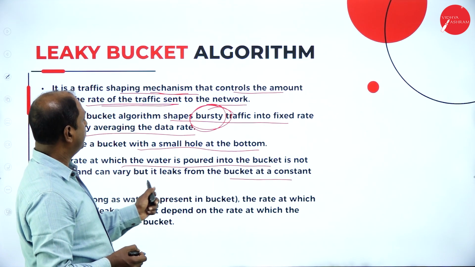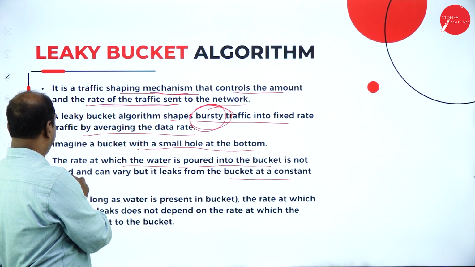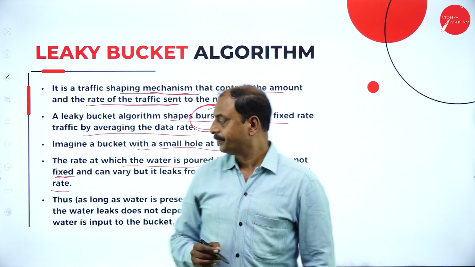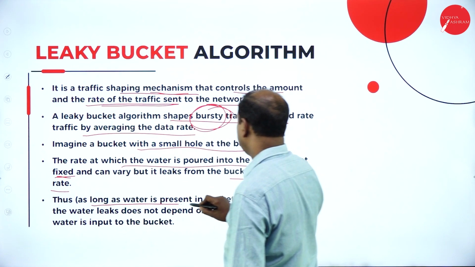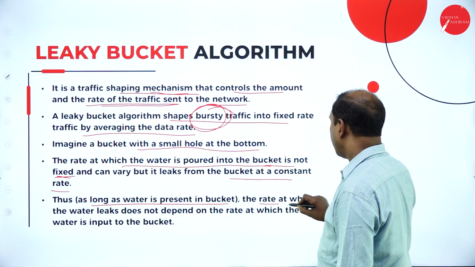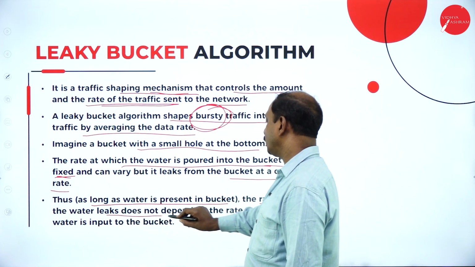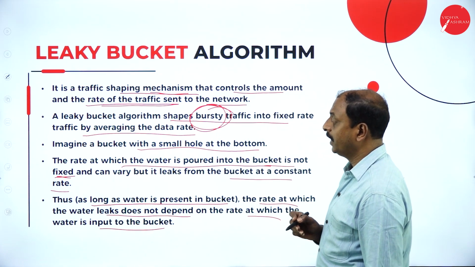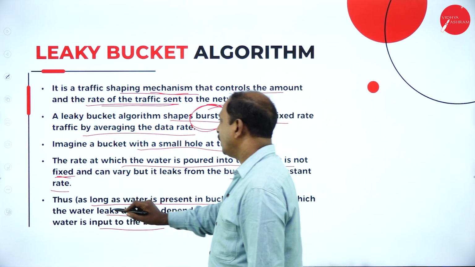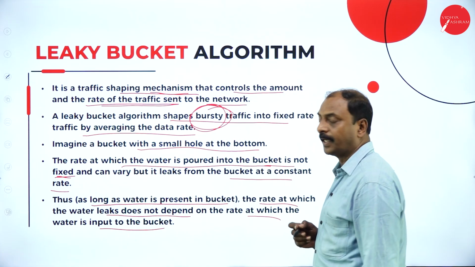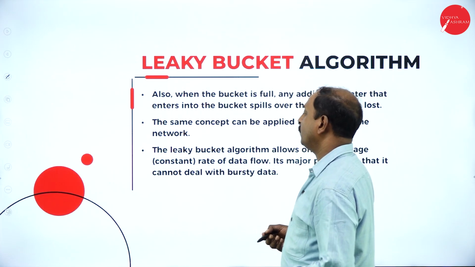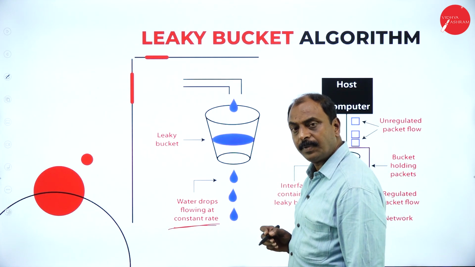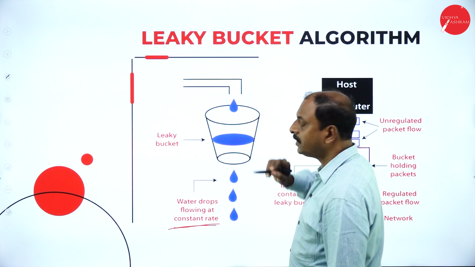So here the water leaks from the bucket at a constant rate, but the flow into the bucket is not fixed. Thus, as long as water is present in the bucket, the rate at which the water leaks does not depend on the rate at which water is input to the bucket. If you observe this point, the water is leaking out of the bucket through the hole, as it is a leaky bucket, as long as there is water in the bucket.